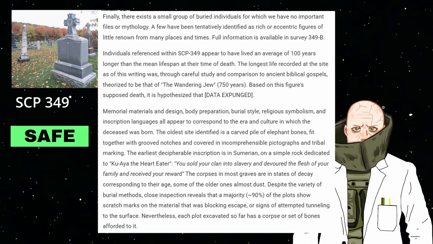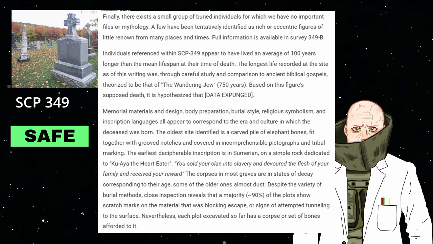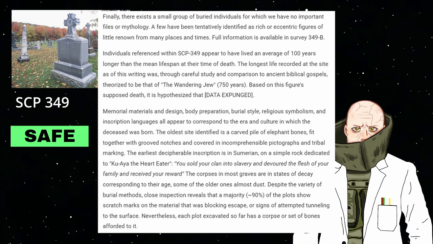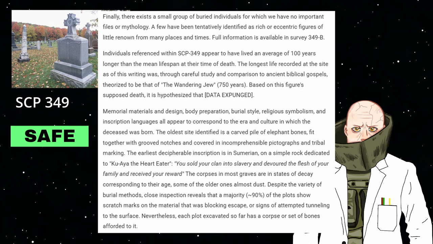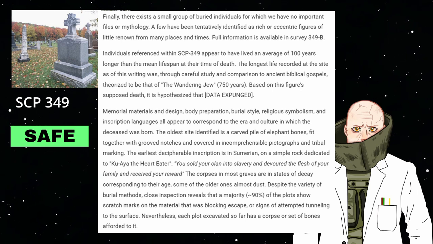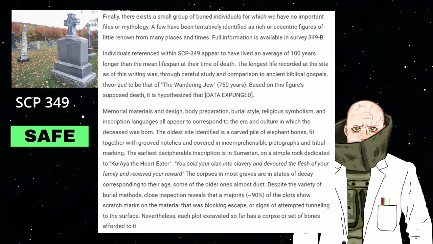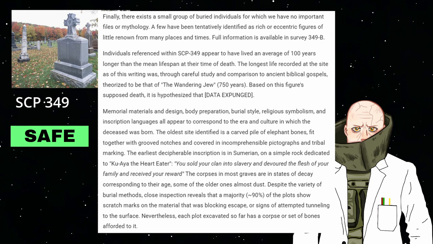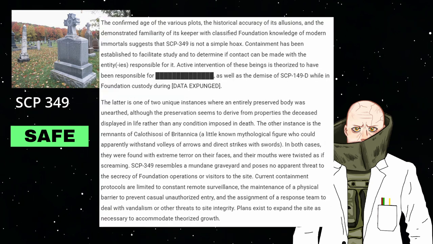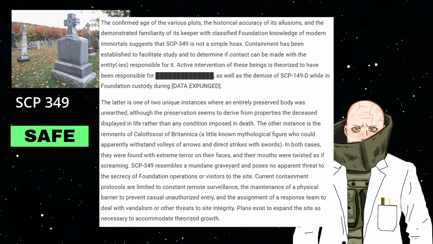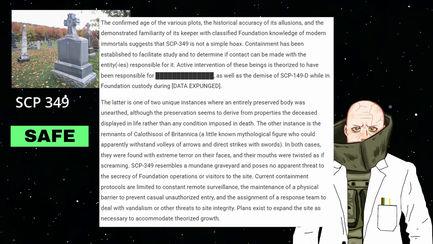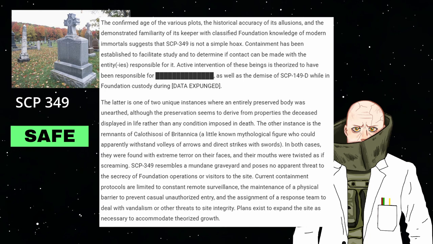The corpses in most of the graves are in states of decay corresponding to their age. Some of the older ones are almost dust. Despite the variety of burial methods, close inspection reveals that the majority, 90%, of the plots show scratch marks on the material that was blocking escape, or signs of attempted tunneling to the surface. Nevertheless, each plot excavated so far has had a corpse or a set of bones afforded to it. The confirmed age of the various plots, the historical accuracy of its allusions, and the demonstrated familiarity of its keeper with classified Foundation knowledge of modern immortals suggests that 349 is not a simple hoax.